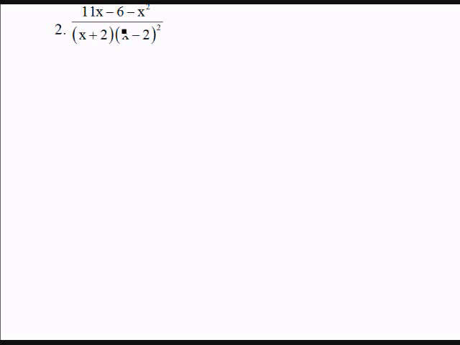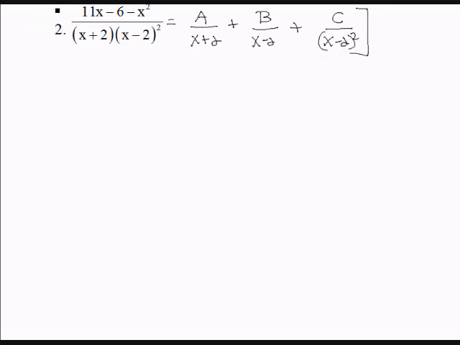Okay, so here's our partial fraction decomposition. Since x plus 2 is a linear term, we want to write that as A over x plus 2. Since x minus 2 is a repeated linear factor, we want to write it as B over x minus 2 plus C over x minus 2 quantity squared.